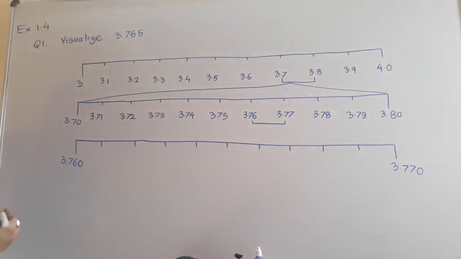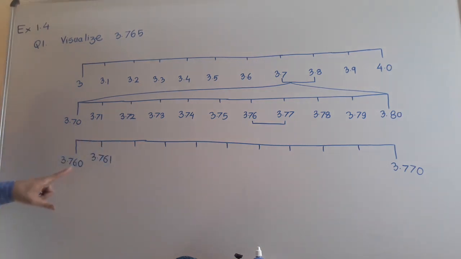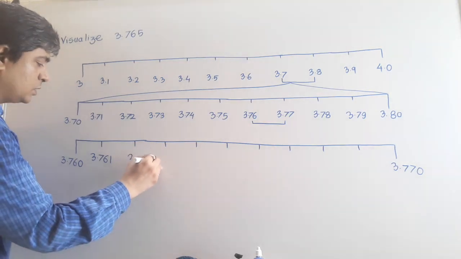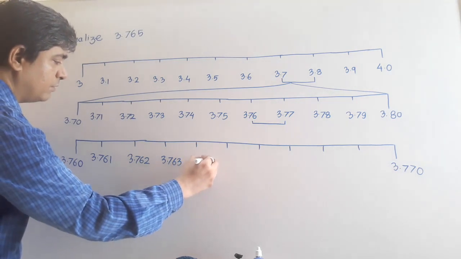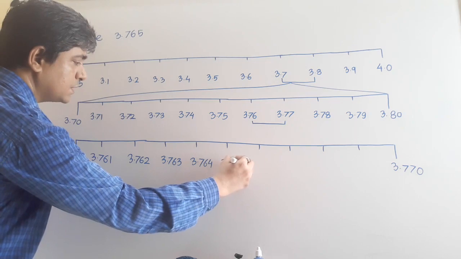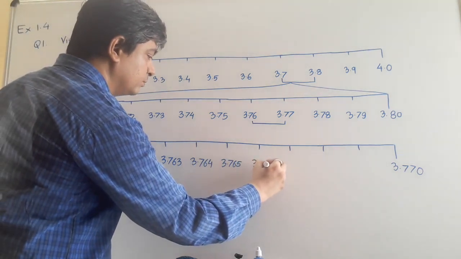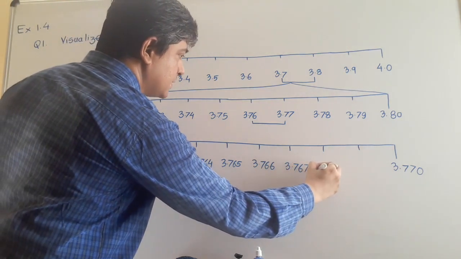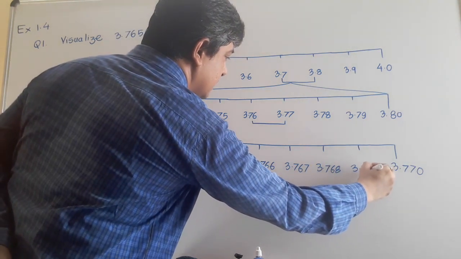Let us put the values here. 3 point, this will be 3.760. Okay, after 0 who will come? 1. 3.761, 3.762, 3.763. In the same way I will mark each and every value here. 3.764, 3.765. Okay, then 3.766, 3.767, 3.768, and the last one is 3.769.